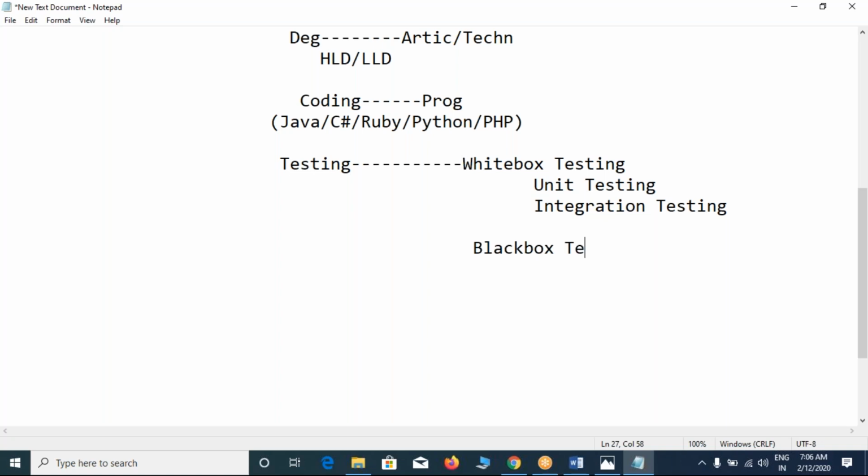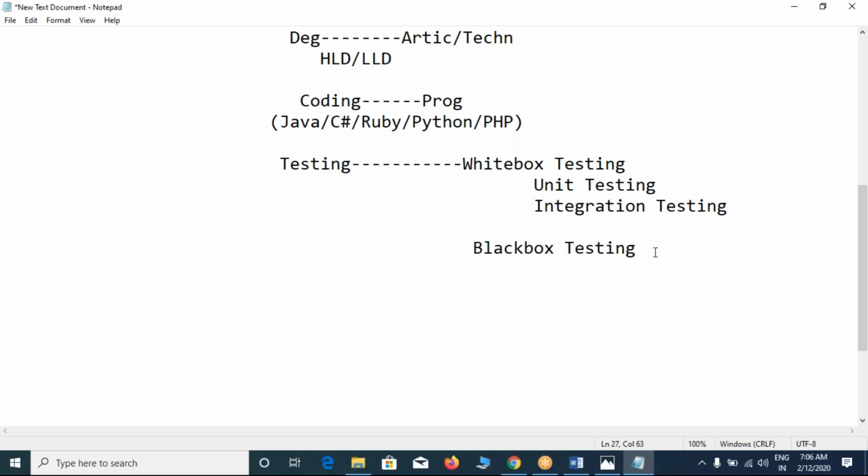Yes, this is the testing engineer's job, black box testing. What is white box? What is black box? Testing on the coding part by the programmer is called white box. Testing on the front end application, the GUI, by the testing engineer is called black box. Once again, testing on the coding part by the programmer is white box, and testing on the front end application by the testing engineer is black box.